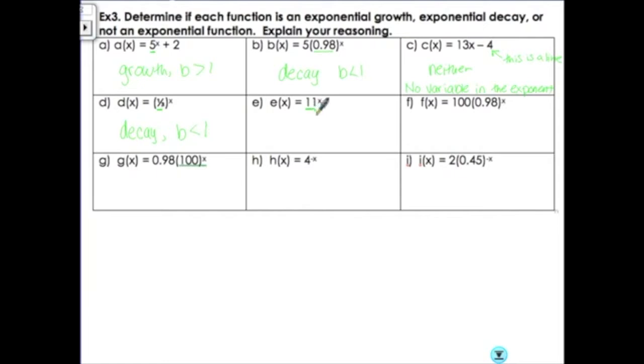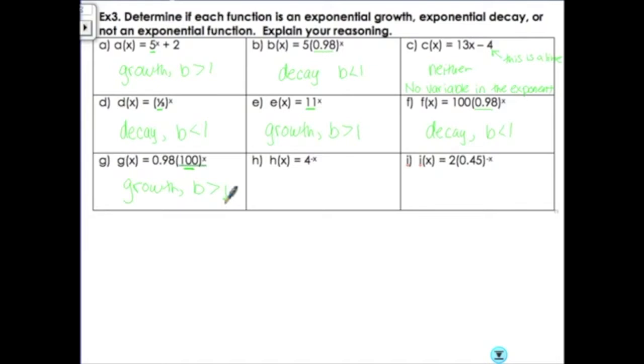You can see here that our base 11 is greater than 1, so this is a growth exponential function. You can see our base here is less than 1, so this is a decaying exponential function since b is less than 1. You can see that our base here is greater than 1, so this is a growth function because b is greater than 1. Now, this is where things start to get a little bit different.